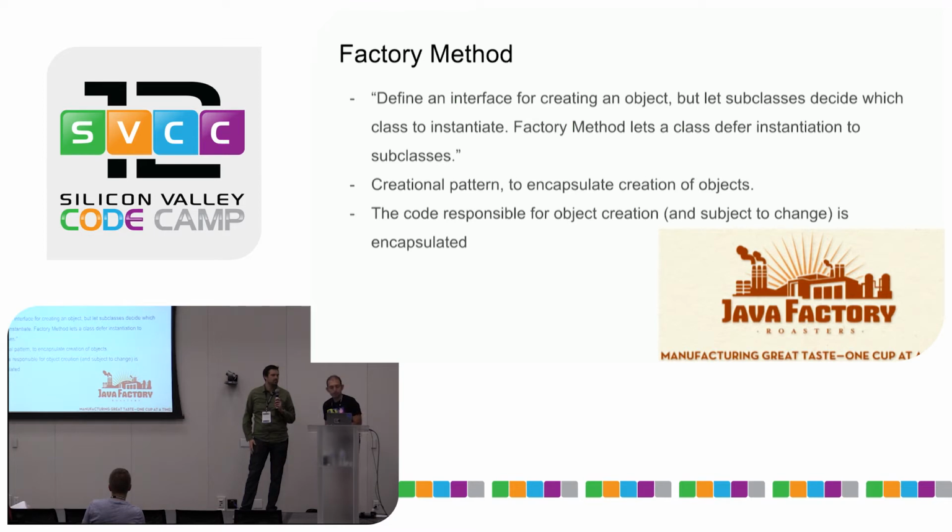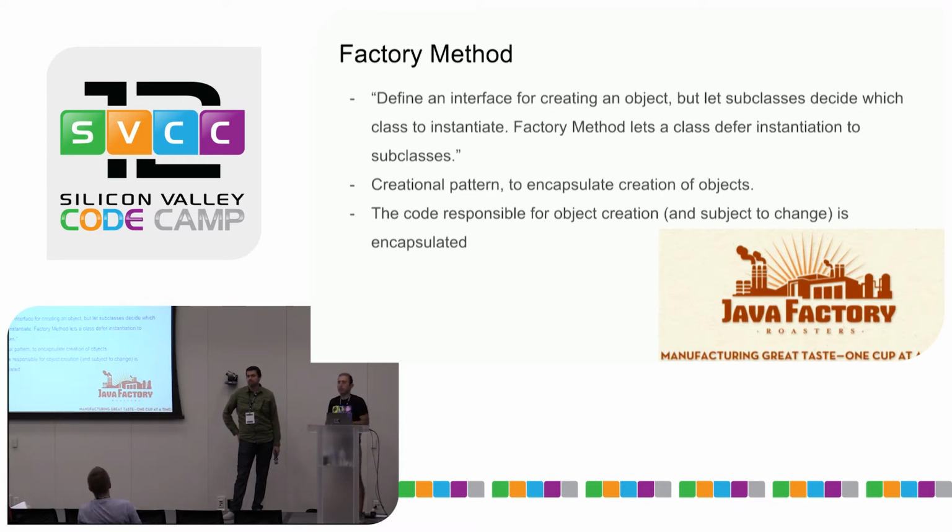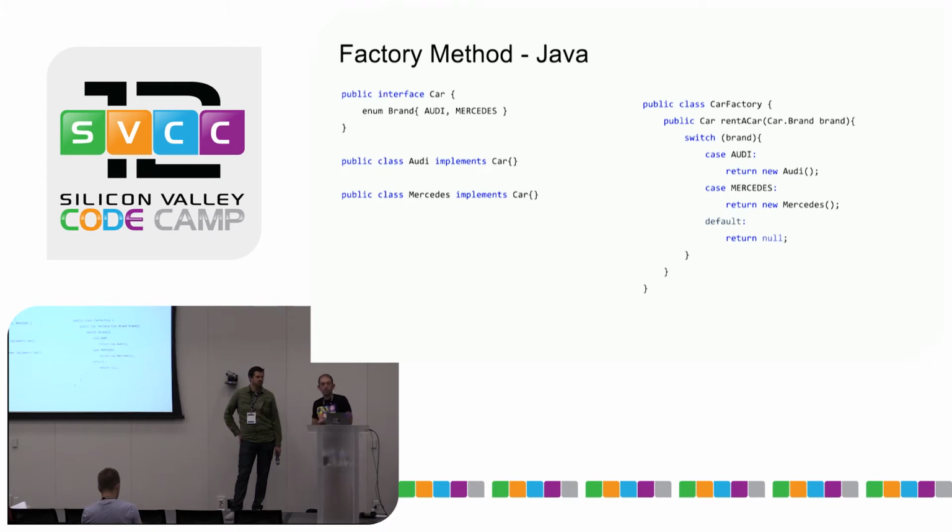Next, factory method. Again, we start with the typical Gang of Four description. It's basically for creating objects and letting the subclasses decide which class to instantiate. It's a creational pattern to address how to create objects. If you have different types of objects and different ways to initialize them, you can encapsulate and keep all the parts which are subject to change in one place.